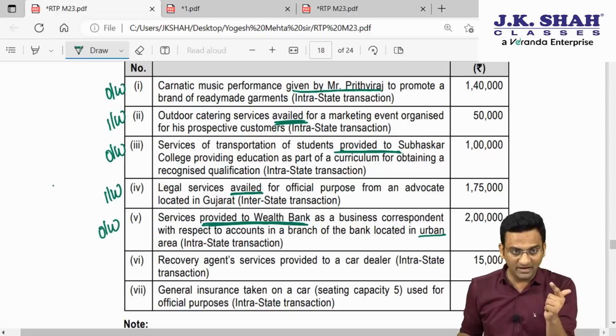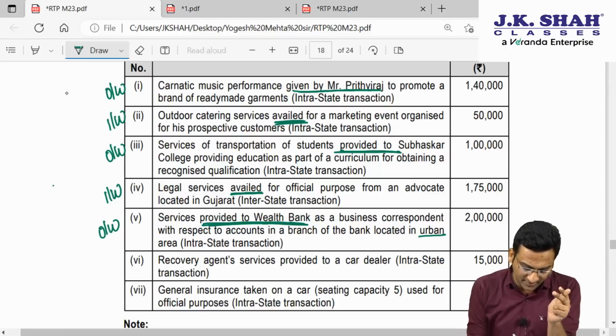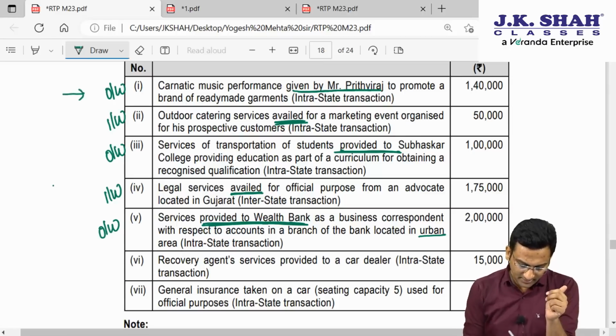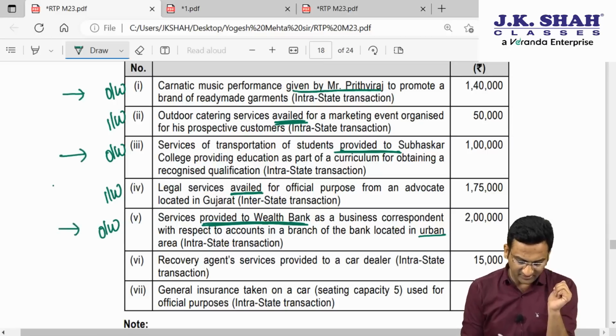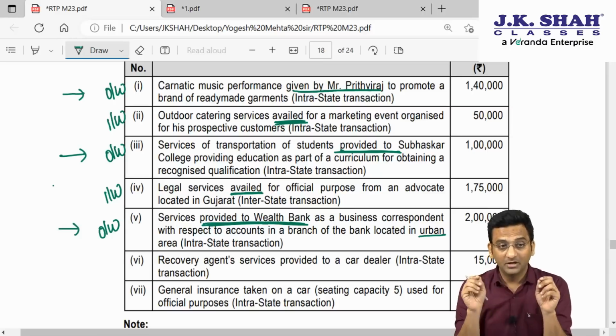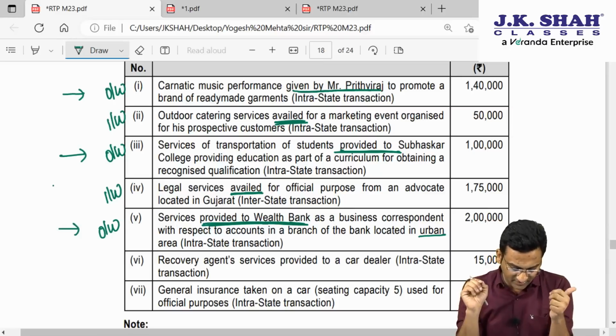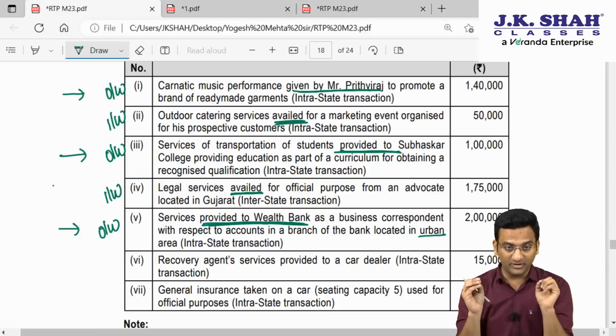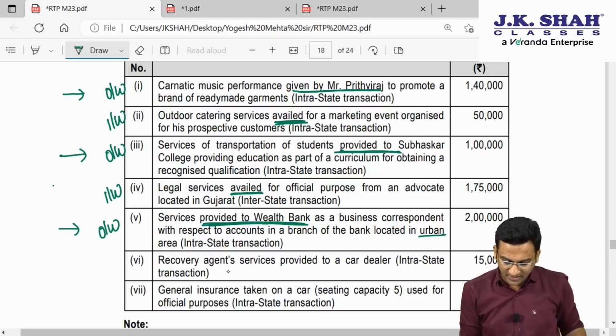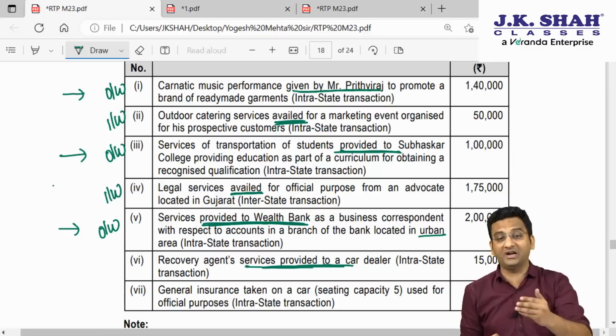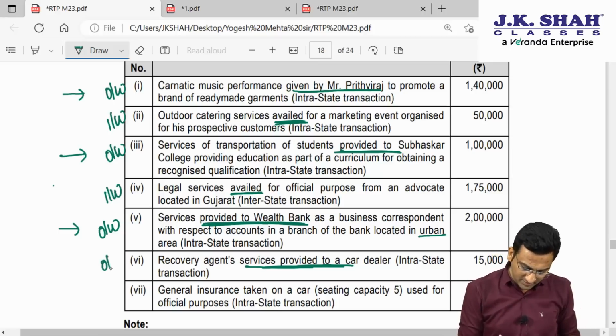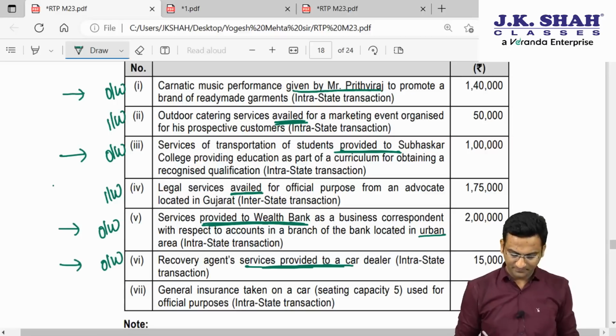So transaction number 1 outward, transaction number 2 inward, then transaction number 3 outward, then transaction number 4 inward, and then transaction number 5 outward supply. So friends, transactions 1, 3 and 5 are the outward supply details. Then recovery agent services provided to a car dealer. So again, this is outward supply.